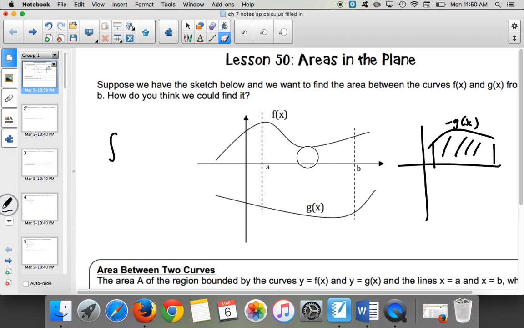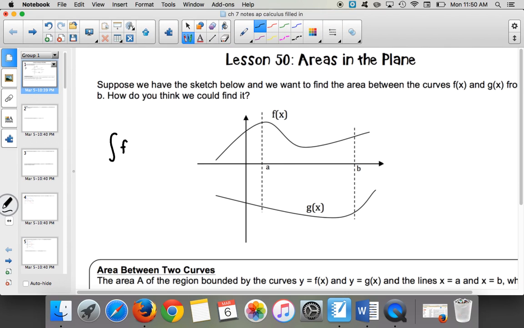All right, so the way that we do this then is we write f of x minus g of x, because that's what it is, negative g of x added to f of x, dx, going from a to b.